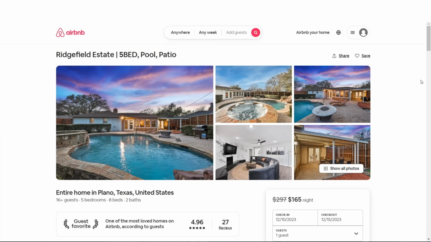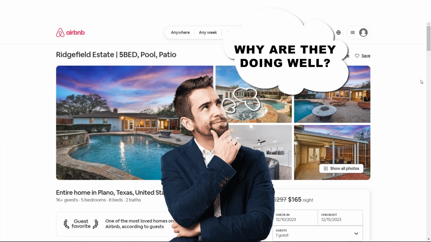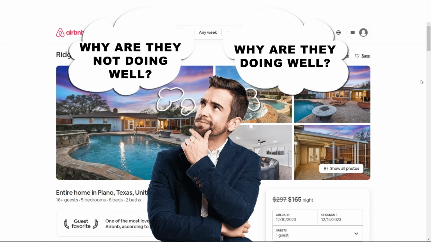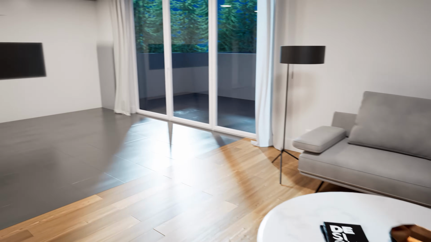When you look at a competitor's listing, you're going to ask yourself, why are they doing well? Or why are they not doing well? It could be the quality of their photos. It could be the quality of their interior design. It could be that they have really stupid settings. You can find this out. This will help you choose a market where the hosts aren't so good and you can beat them. Or if you insist on being in a competitive market, you can find the hosts that make the most money and just copy them.